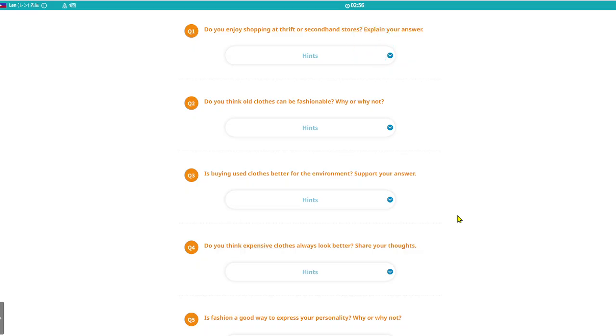Yes, it is. From the environmental perspective, I think so. Useless clothes are just thrown away and burned in facilities as garbage. On the other hand, if we buy used clothes, we can reduce the amount of clothes that would be burned, contributing to our environment. It's good for our environment.